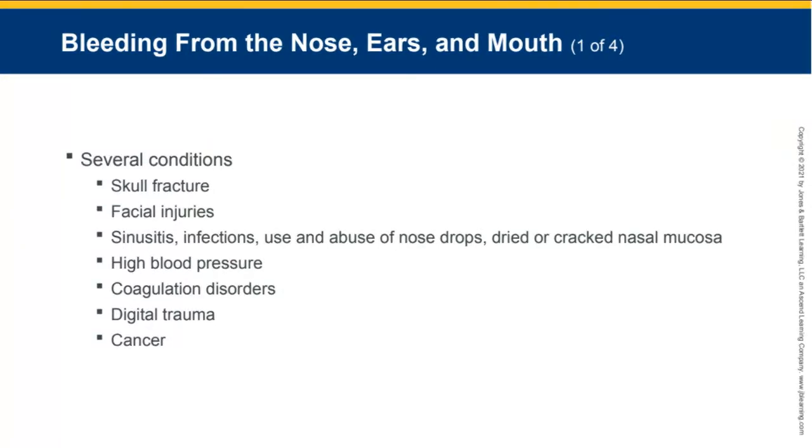Bleeding from the nose, ears, and mouth. Several conditions: skull fractures, facial injuries, sinusitis, infections, use and abuse of nose drops, dried or cracked nasal mucosa, high blood pressure, which is very common. High blood pressure is a common cause of nosebleeds, coagulation disorders, digital trauma, cancer. All of these conditions can cause bleeding from the nose, ears, and mouth.